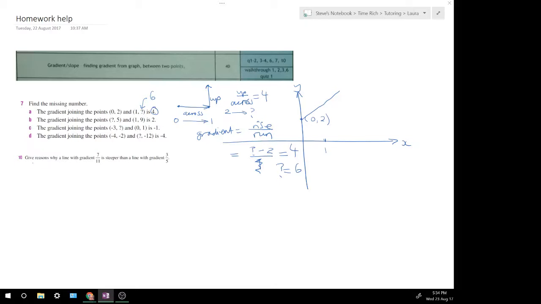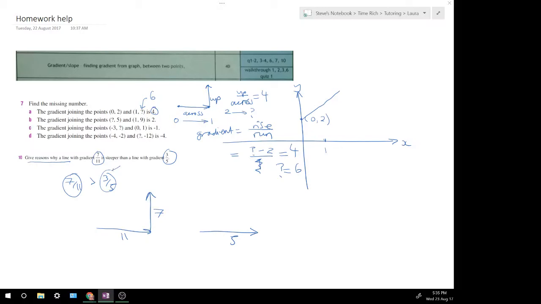Question 10 talks about why a line with that gradient is steeper than a line with this gradient. So one way you could work it out is saying, well, 7 over 11 is more than 3 over 5, because the bigger the positive number, the steeper the line is. Another way we can look at it is the rise over run. So with this one, the run is 11 and the rise is 7. And for this one, the run is 5.